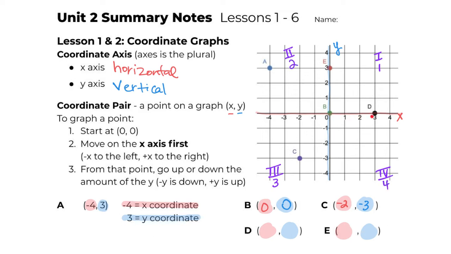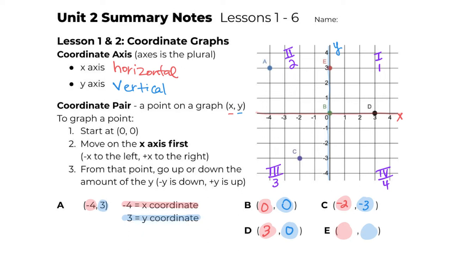To find point D is just to the right 3. It's not going up or down at all. So its x value is 3 and its y value is 0 because it doesn't leave the x-axis. This also tells me that it is not in a quadrant, it is only on an axis.